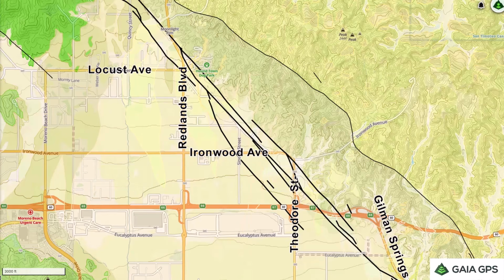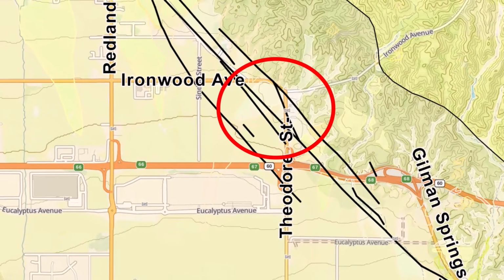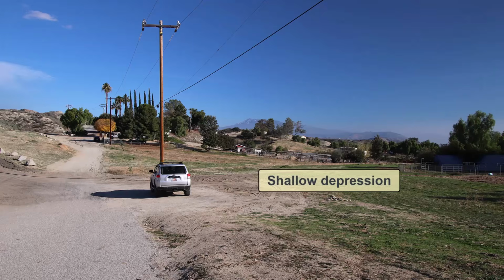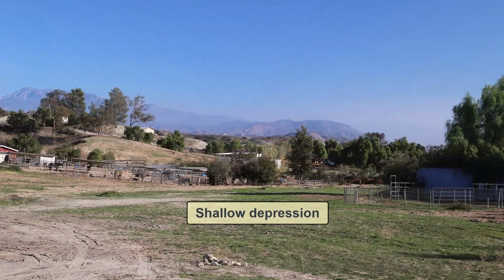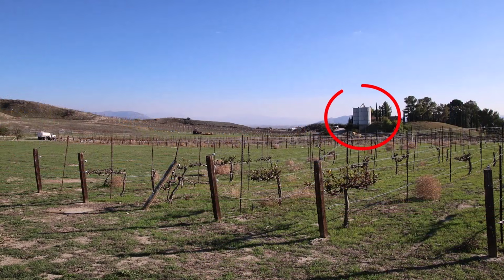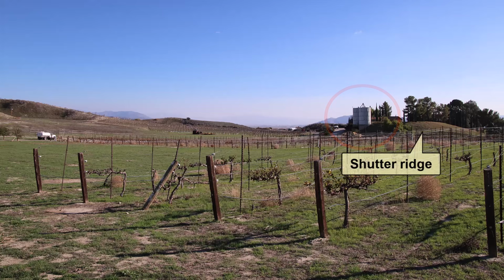There are several strands of the fault located here, near where Ironwood turns south and becomes Theodore. On some of the side streets, we can see these shallow depressions, which are signs of the fault. Just before Theodore reaches the 60 freeway, you can see these tanks sitting on a shutter ridge. The main strand of the fault is just to the left.